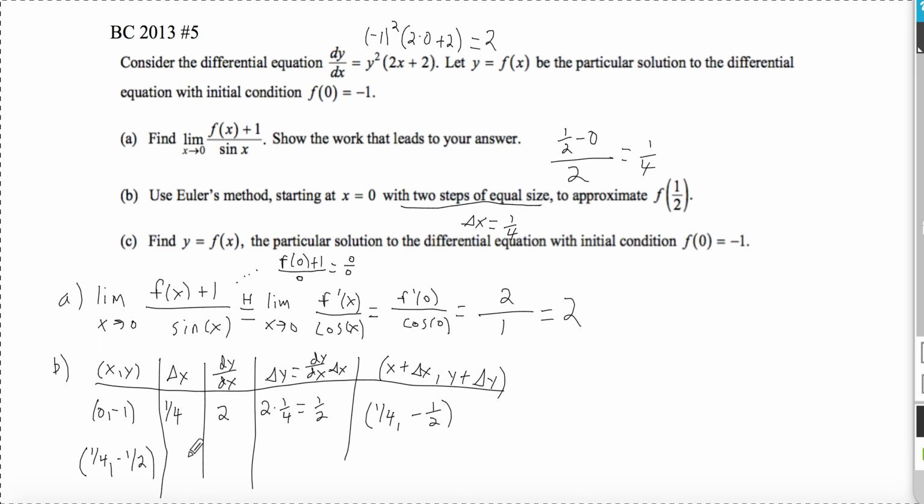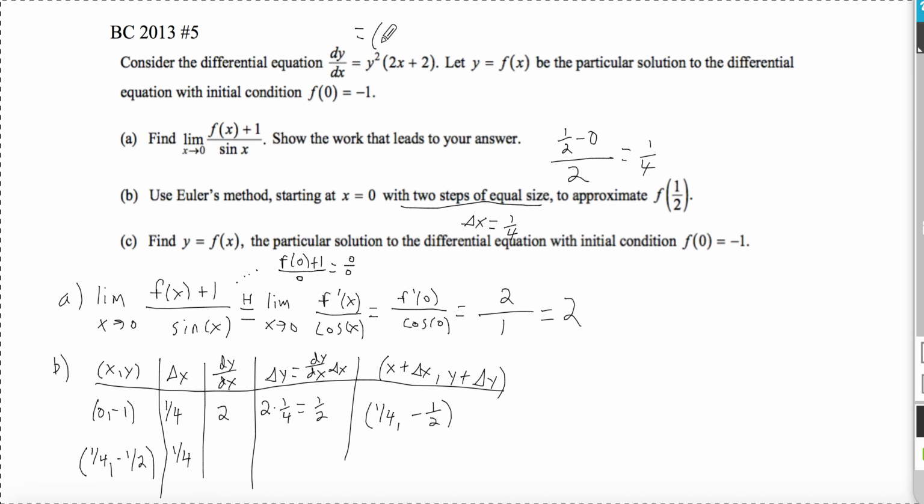So I go again. What's my delta x? My delta x is 1/4. Now, what is my dy dx at this new point? That's a little more complicated. So I come up here. I've got to find my dy dx at this new point just by calculating it again.